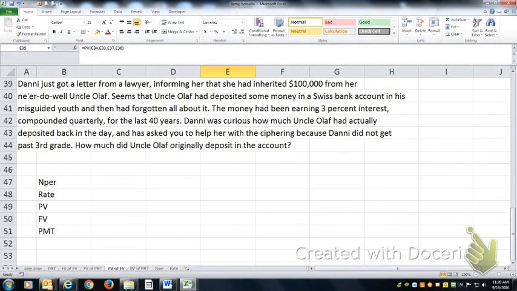And our last problem. Danny just got a letter from a lawyer informing her she has inherited $100,000 from Uncle Olaf. He deposited the money way back when, and it has been earning 3% compounded quarterly for 40 years. Okay, so an annual rate of 3% compounded quarterly means it's been earning 0.75% every 3 months over 40 years with 4 compounding periods a year, and it grew to be $100,000. How much did he put in originally?